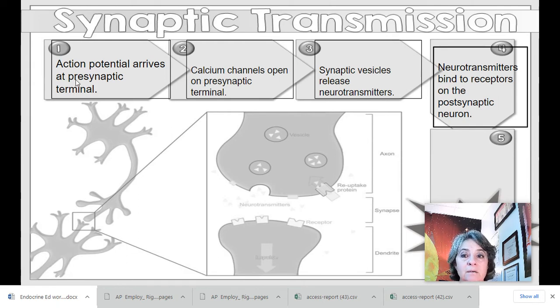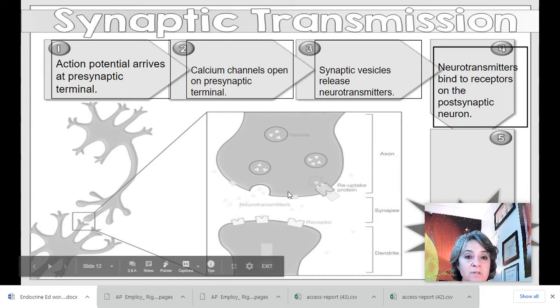So if pre means before the space, synaptic, then post, what does that mean? Yes, post means after. So after the space, the synaptic refers to the synapse. So after the space, the neuron that's after that is what we're talking about. Well, this would be it right here. It's the dendrite. It has these receptors, which are these little white shapes. And these neurotransmitters are going to move across and bind to the receptors.